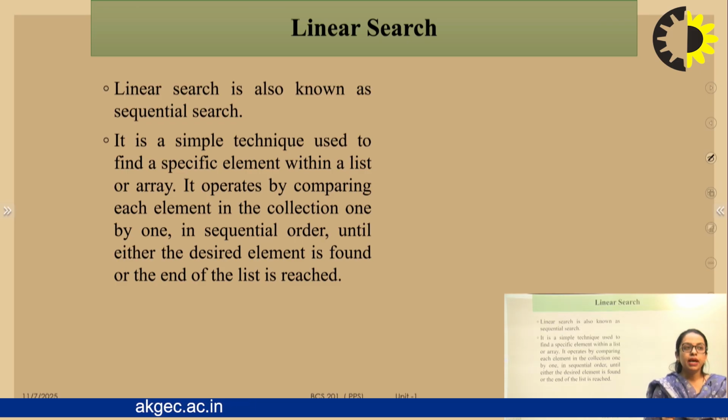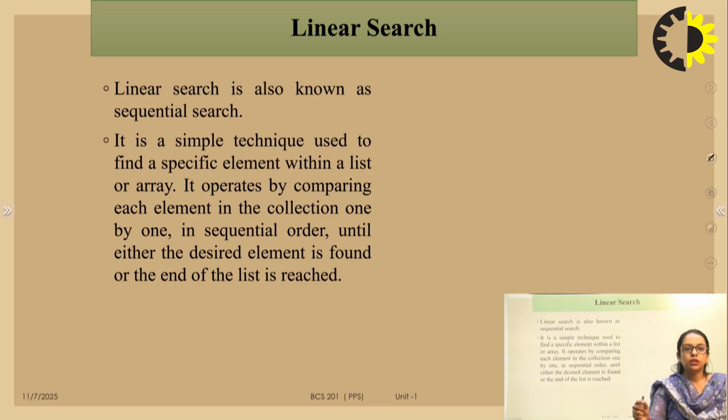It operates by comparing each element in the collection or the set or the list one by one in sequential order. Each and every element is going to be compared one by one every time with the element we want to search, until either the desired element is found in the array or the end of the list, the end of the array, is reached.